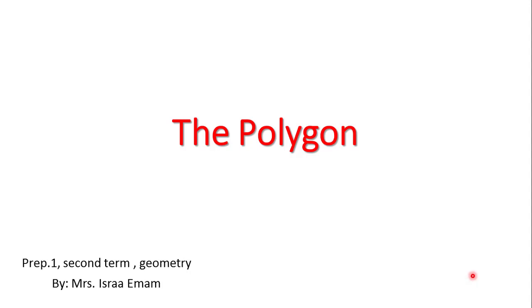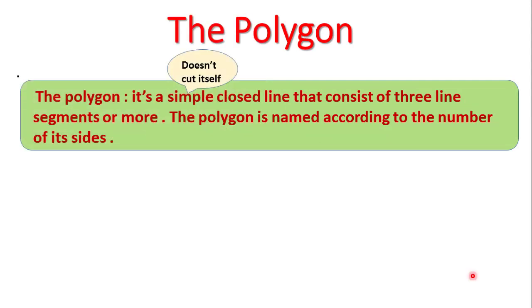We studied polygons before. A polygon is a simple closed line that consists of 3 line segments or more. The polygon is named according to the number of its sides. We said that the polygon is a closed shape that consists only of line segments. It doesn't have any curve, and it should be closed.